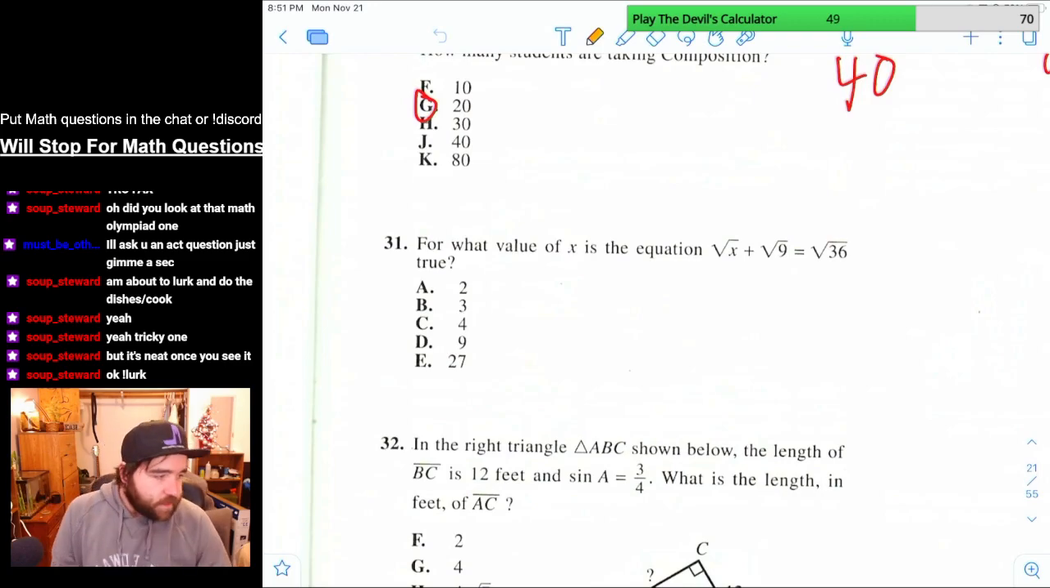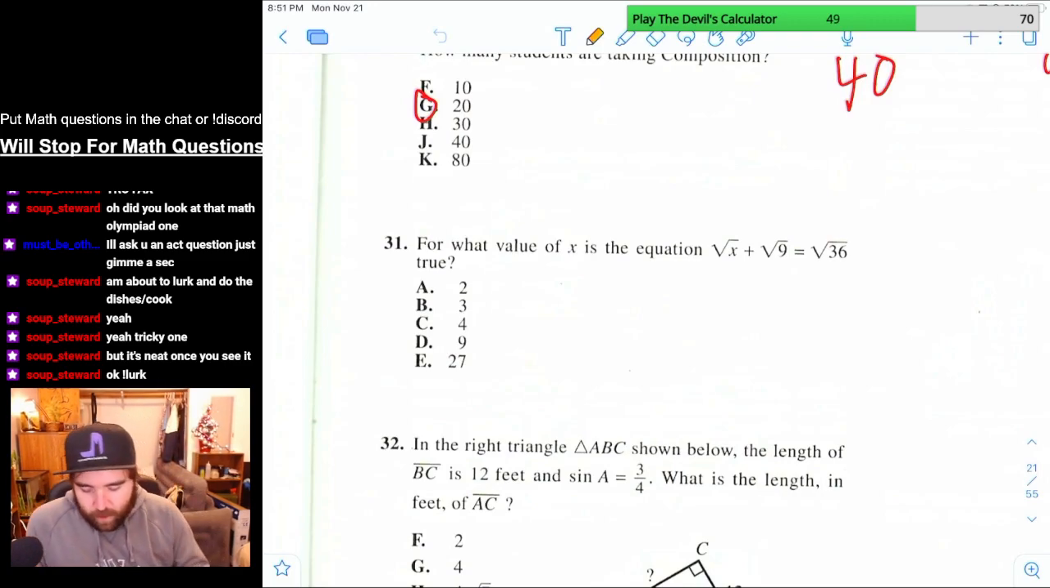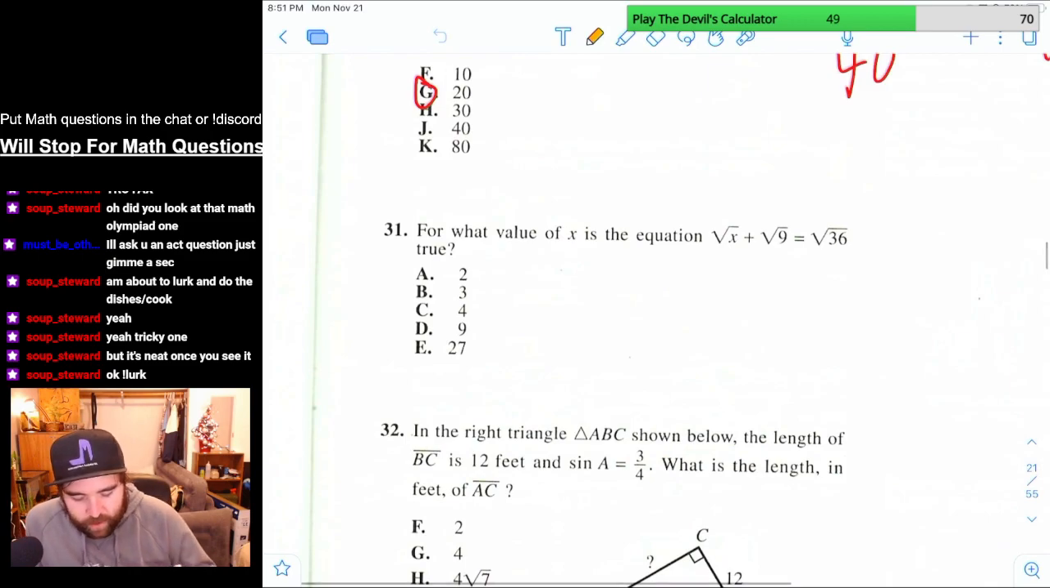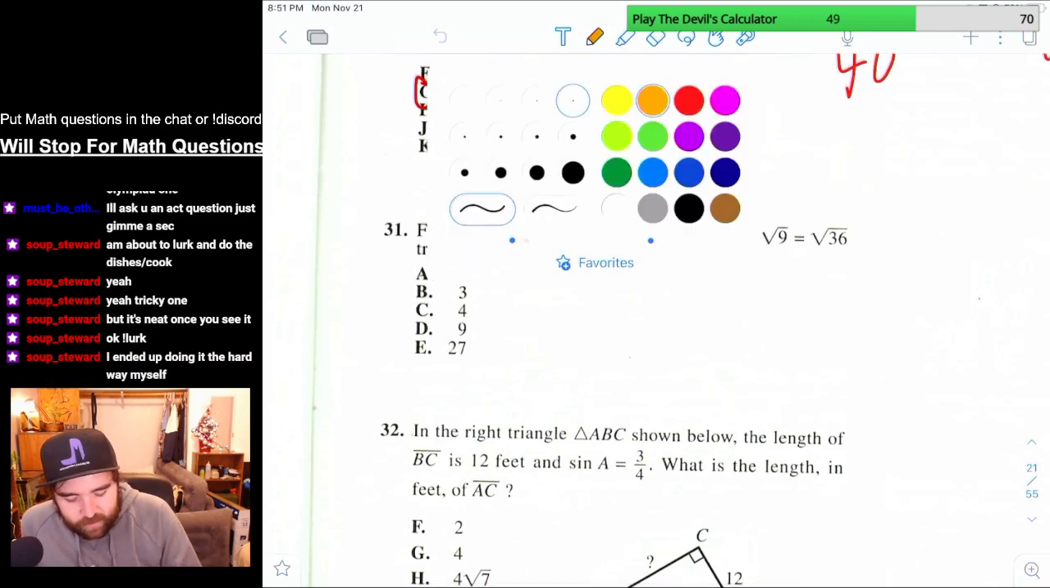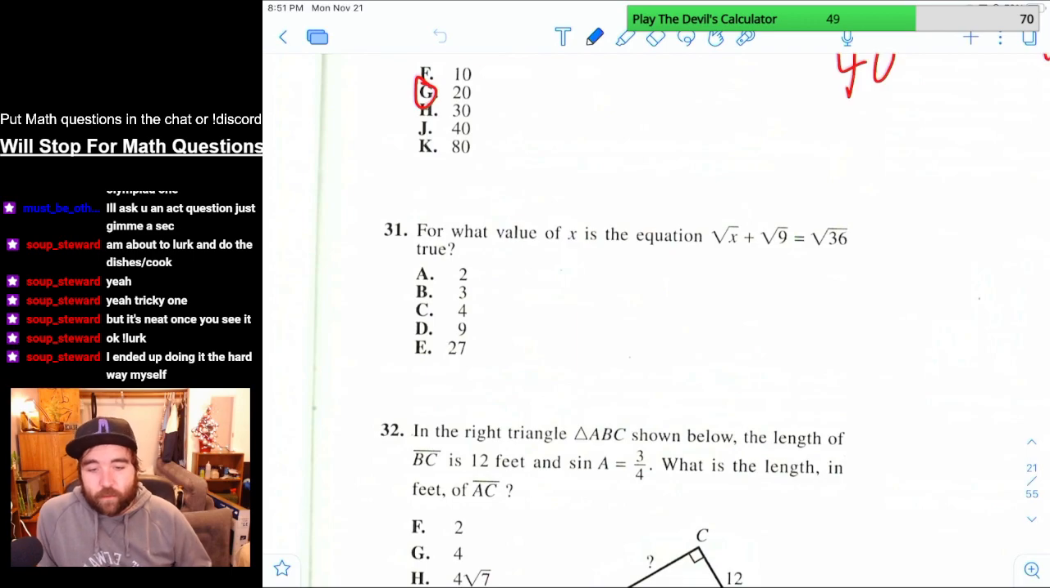Alright, so let's work on this ACT. We have already started it. We're on number 31. Hoping to do the next ones today. ACT does go easy to hard, so these should be harder than the other ones. But let's see, it doesn't start out hard.